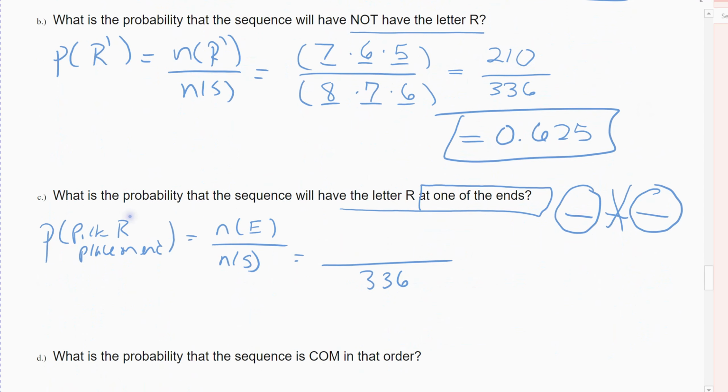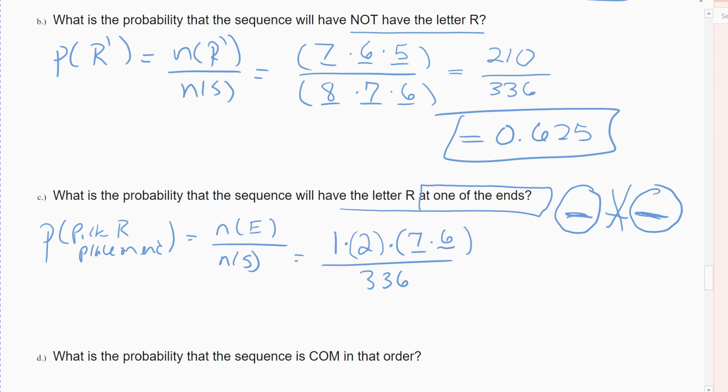I'm picking R. Well, there's only 1 R to pick. But this time, there are only 2 places R could show up in. So that second number is 2. I pick R, and I can put it in 2 spots. So 1 times 2 is the way I can pick R, and then I finish off my sequence with my letters that are not R. So there are 7 for the first letter that's not R, and 6 for the second.